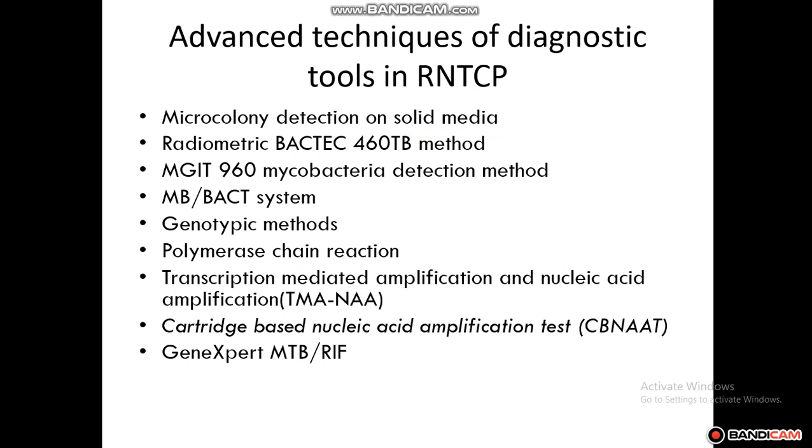Coming to the advanced diagnostic tools in RNTCP, this is also very important. Last year we had a quiz program in our college. In that, this question was asked, and even in the viva this question is repeatedly asked. Which are the advanced techniques for the diagnostic tool in RNTCP? Microcolony detection on solid media, radiometric BACTEC 460 TB method, MGIT 960 mycobacteria detection method, batch system genotypic method, polymerase chain reaction, TMA.